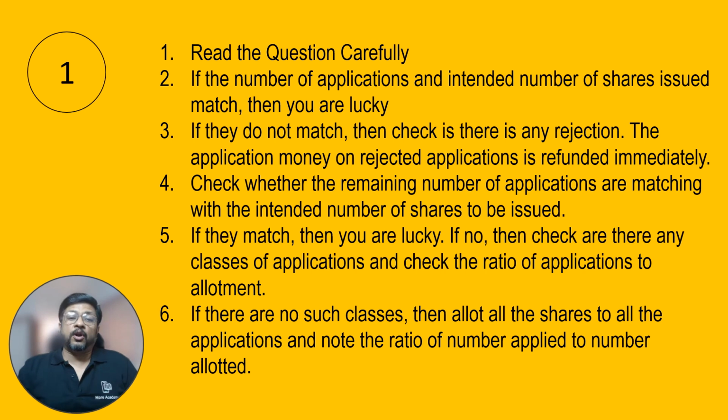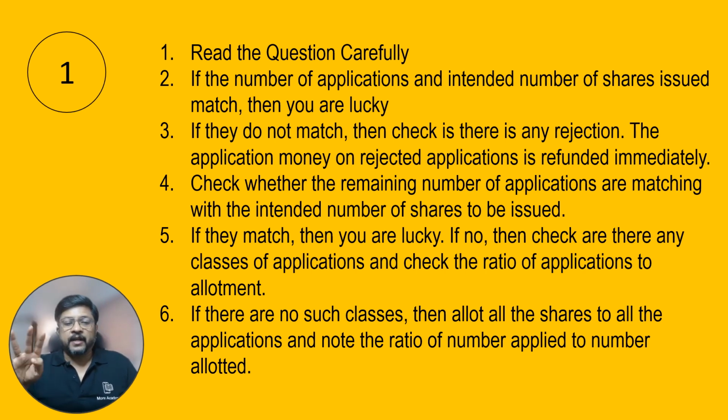So who are given full allotment, who are given 2:1 ratio, who are given 5:1 ratio, some other ratio may also be there in the problem. Check it out. Next one, if there are no such classes, so applications were for 1,50,000, you wanted to issue 1 lakh shares, only 10,000 are rejected.